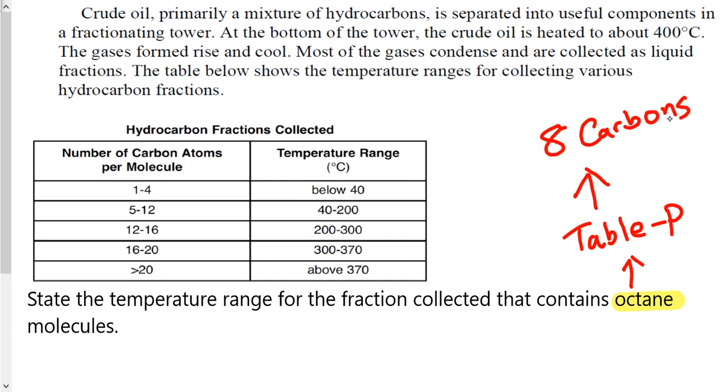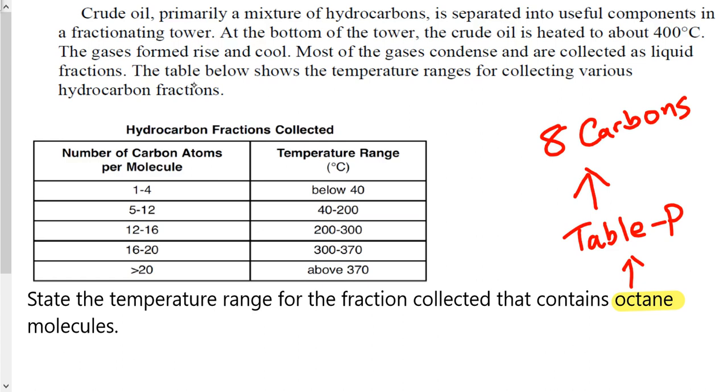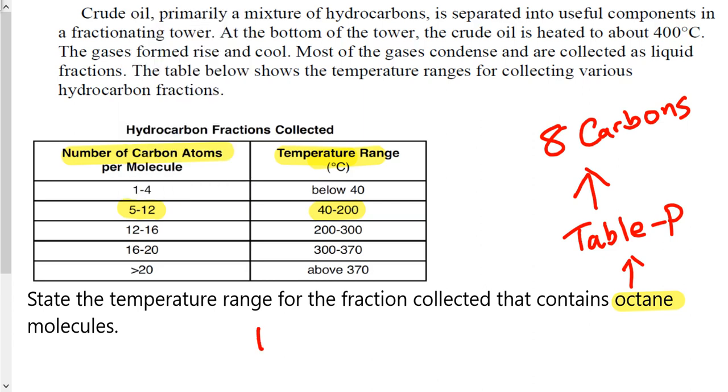So what is the temperature range for the fraction, right? Even I don't know unless the table is given to us. So here we were given a table that listed temperature range and number of carbons. If I know that I have 8 carbons in octane, which falls under the category of 5-12, obviously 8 is in between them, and therefore the temperature range would be 40 to 200 degrees Celsius. So your correct answer would be anywhere between 40 degrees Celsius and 200 degrees Celsius.